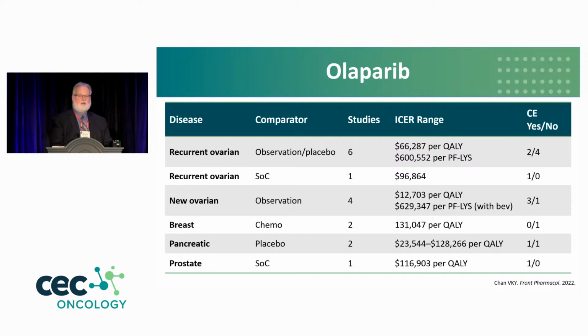At 131,000, some people would say in cancer, that's cost effective. We've seen ranges from 75 to 150. And so again, it's kind of taken with a grain of salt. In pancreatic, again, compared to placebo, it's a 50-50 split.